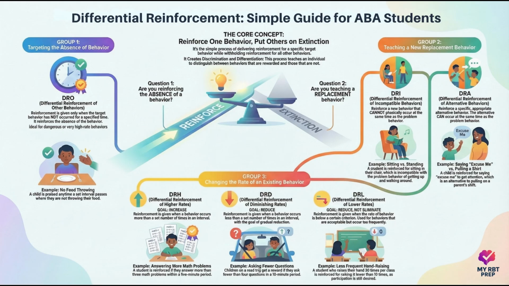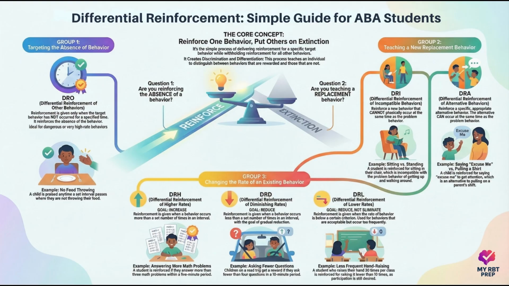Let's break this down by function, starting on the far left with Group 1. Focus on the clock icon. This is DRO, Differential Reinforcement of Other Behaviors. This is your zero tolerance zone. We aren't looking for a specific new skill yet. We are simply rewarding the total absence of a problem. If the dangerous behavior, like throwing food, doesn't happen for 5 minutes, the client gets reinforced. It's ideal for stopping chaos quickly.